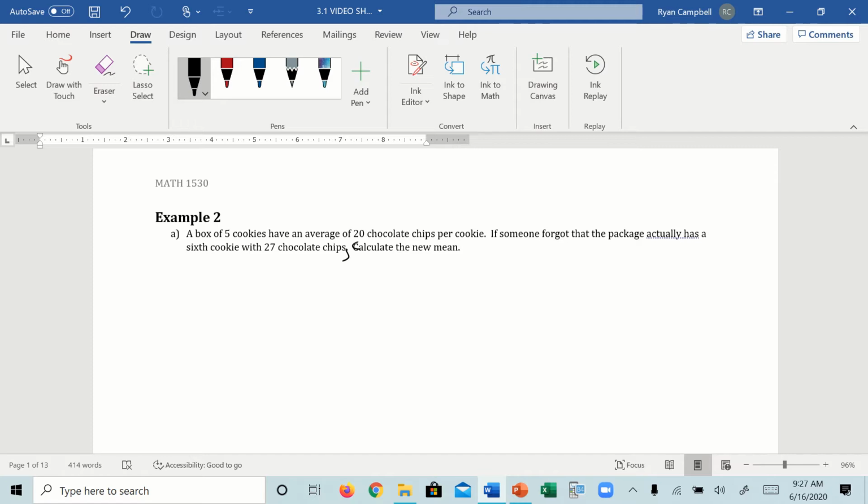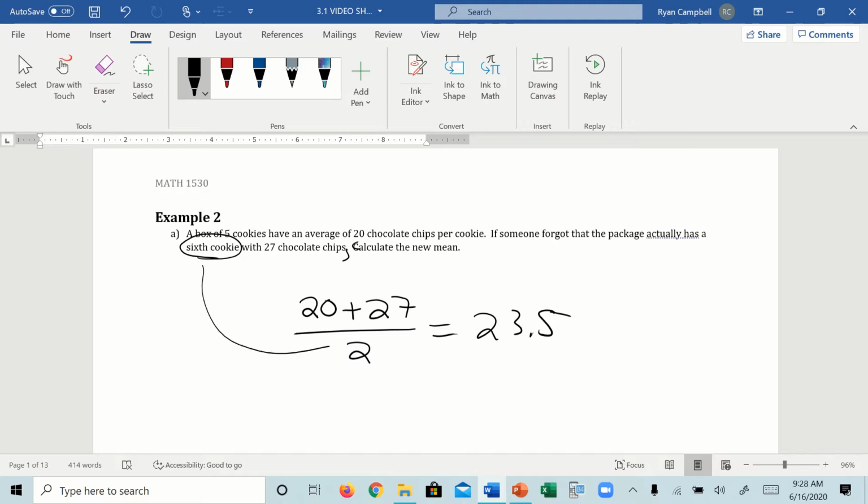So how are we going to do this? Some people might think that we would do 20 chocolate chips plus the 27 chocolate chips divided by 2, and that would give us 23.5. However, that is incorrect. Why is that incorrect? Let's think about this for a second. How many cookies do we have? Notice this is the 6th cookie. So this number should be 6, not 2, right?